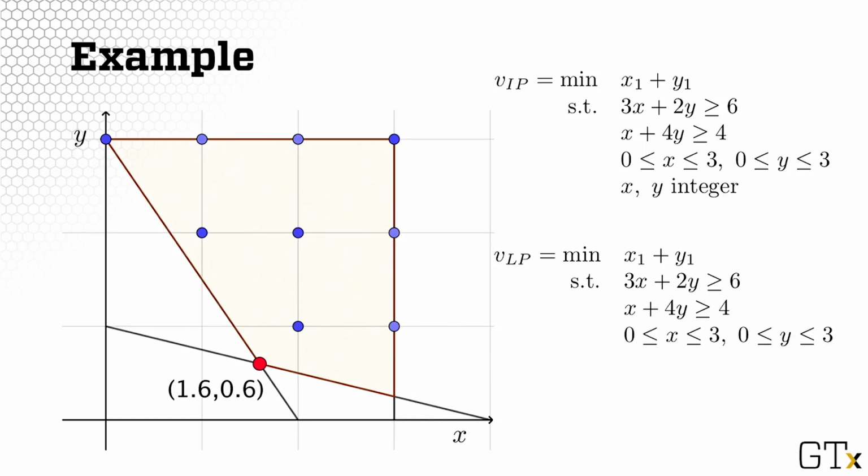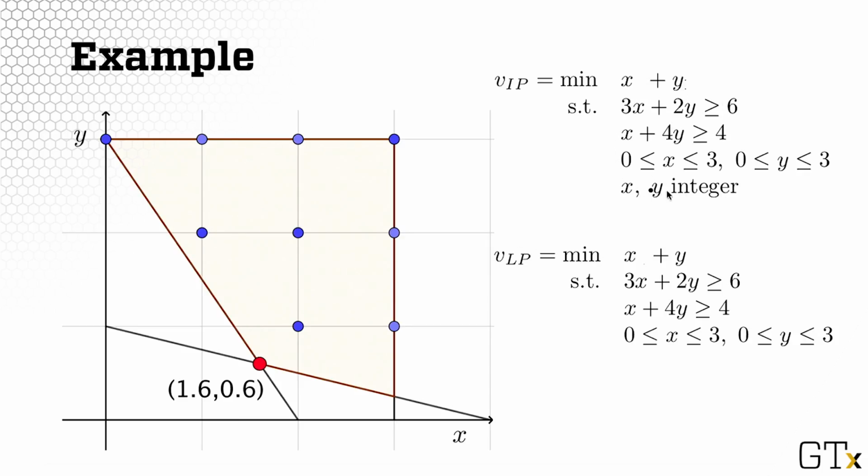So here's an example in 2D. Here we are interested in minimizing x plus y, subject to the constraint that 3x plus 2y is greater than or equal to 6, and x plus 4y is greater than or equal to 4, x is between 0 and 3, y is between 0 and 3, and x and y are integers.